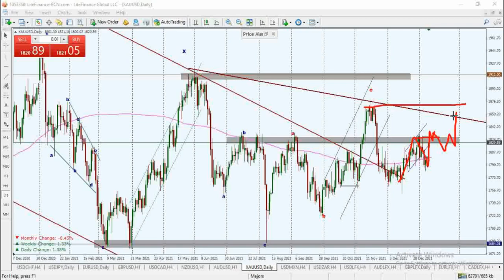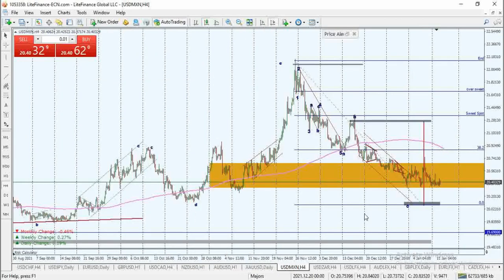Possibly we'll test this zone. Then if price goes strong, because we test this zone, it's all a possibility. I don't want to be involved from that point on. I want to see more clarity.